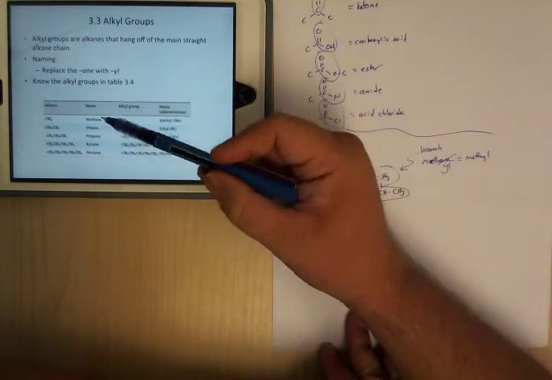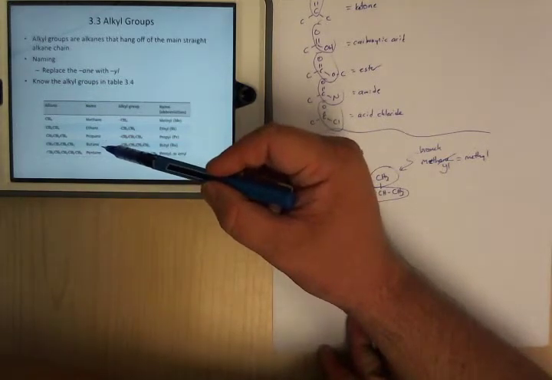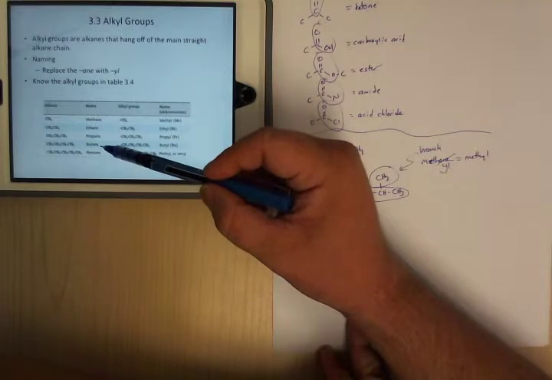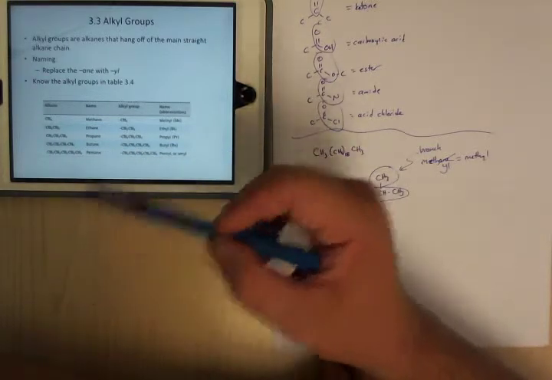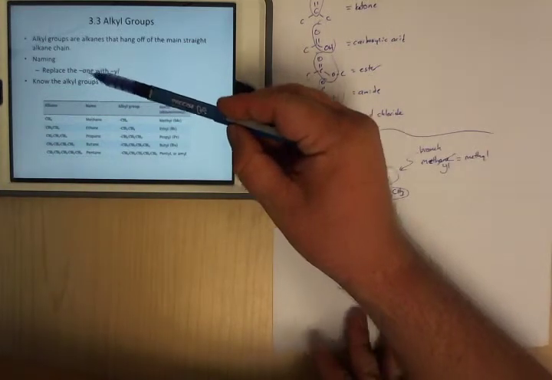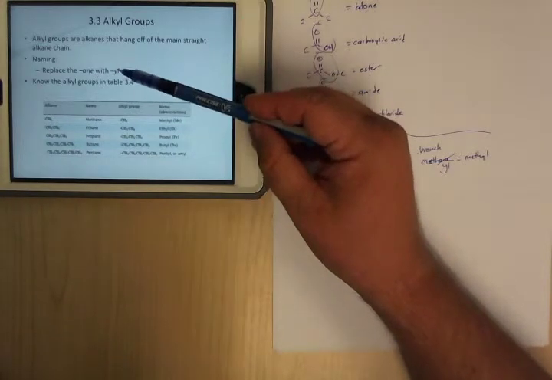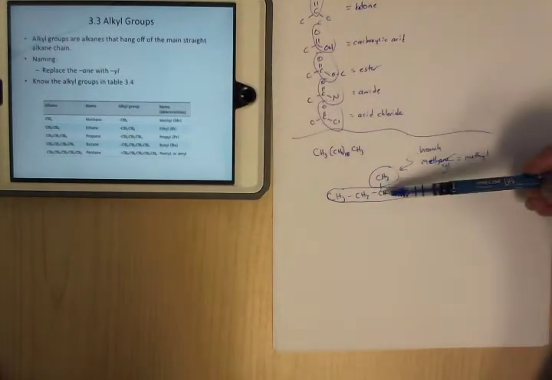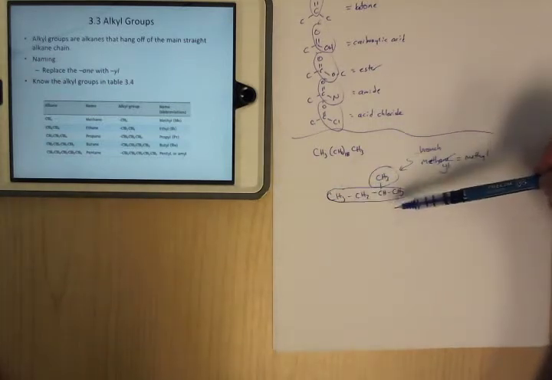So if it's a 2 carbon piece, it would be ethyl. A 3 carbon piece would be propyl. The 4 carbon piece would be butyl. A 5 carbon piece would be pentyl, and so on and so forth. So the A and E suffix means that it's the main chain. The YL means it's a side chain. It's a group that's branched off from the main chain, from the trunk of the tree.